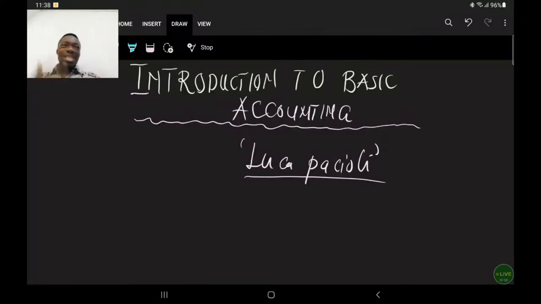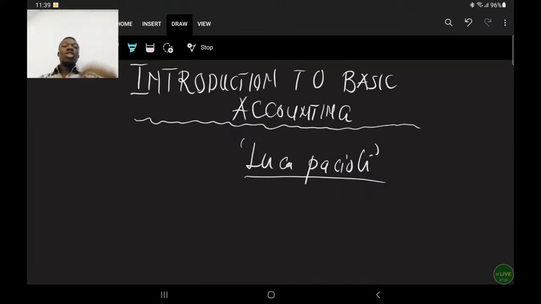But then as the discipline emerged and went through the process, early in the 14th and 15th, and even the 16th, getting to the 19th, this man called Luca Pacioli, the father of accounting, came out with a system that would ensure that at the end of the day, we have information at both ends. This is what I mean by information at both ends.